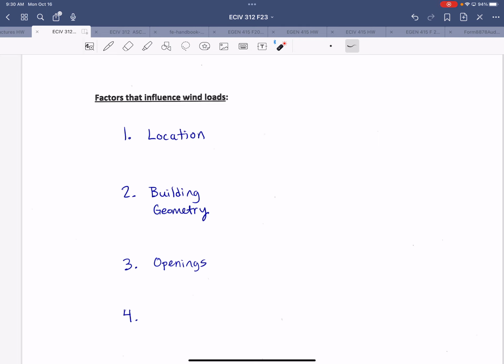So think of something that is tied to the actual building rather than the events or location surrounding it. Something that doesn't fall under geometry or openings, but is directly tied to the building. Materials? Not quite. So that is something that would affect seismic loads for sure, right? But not necessarily wind loads. At least not with this method.